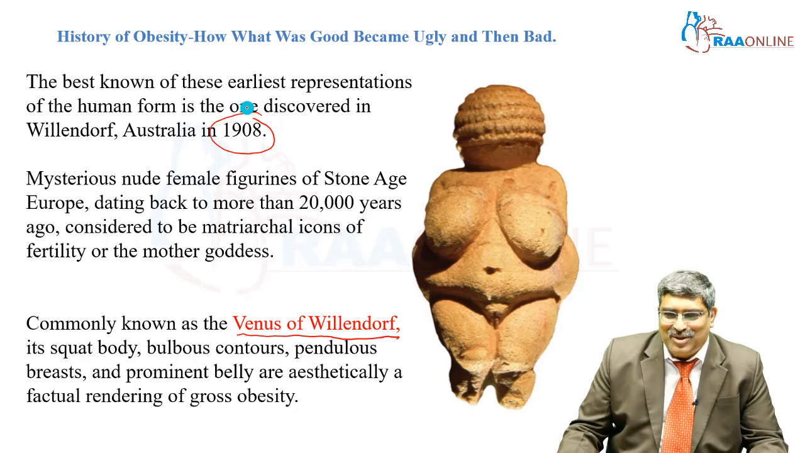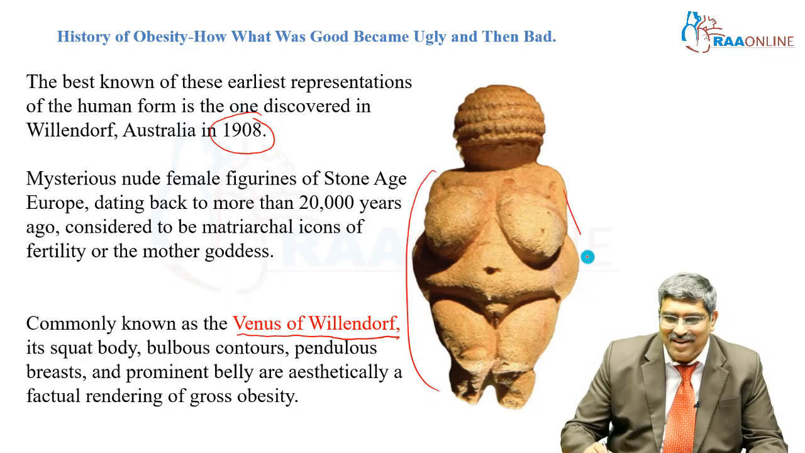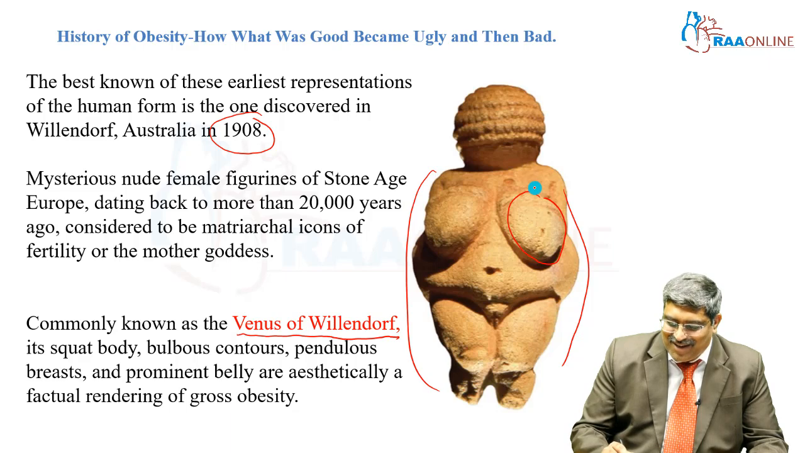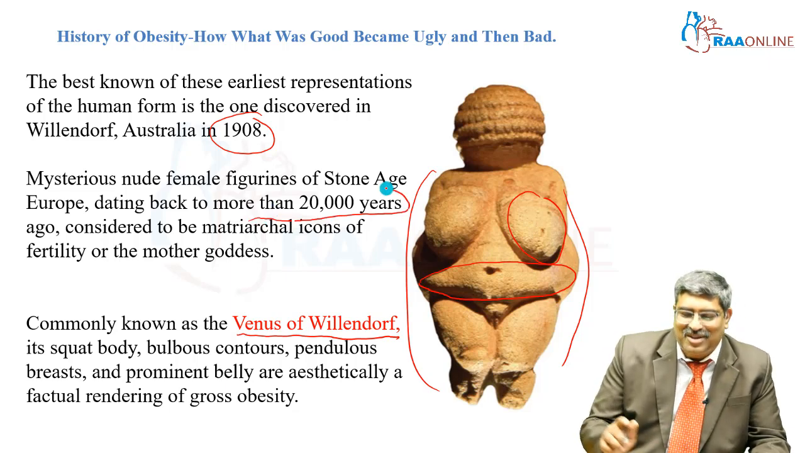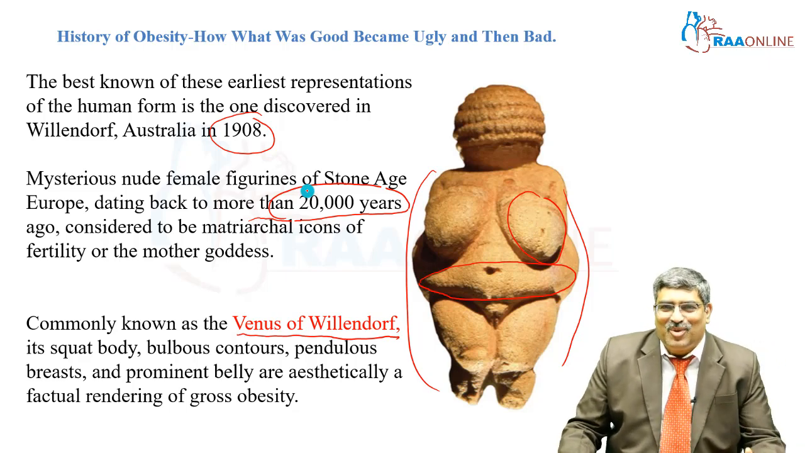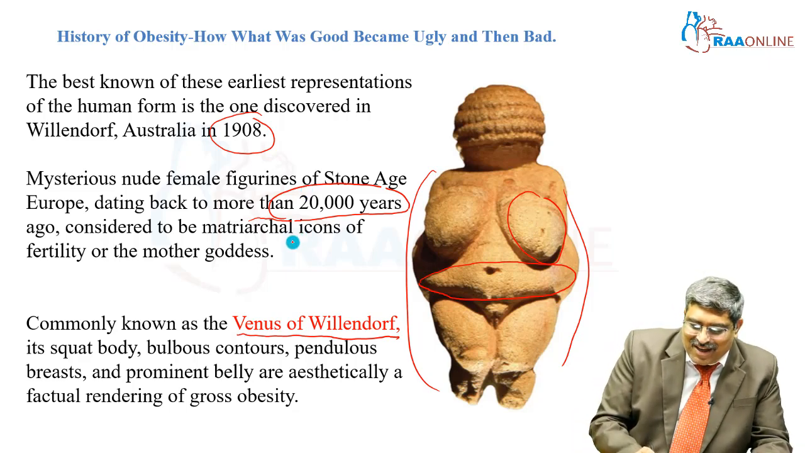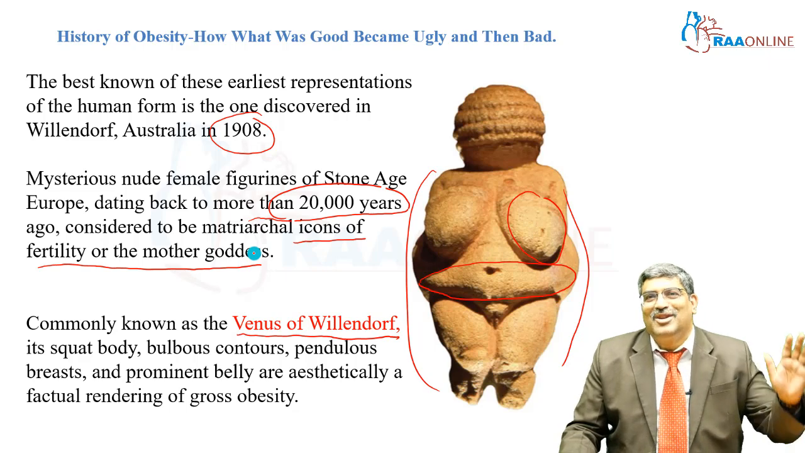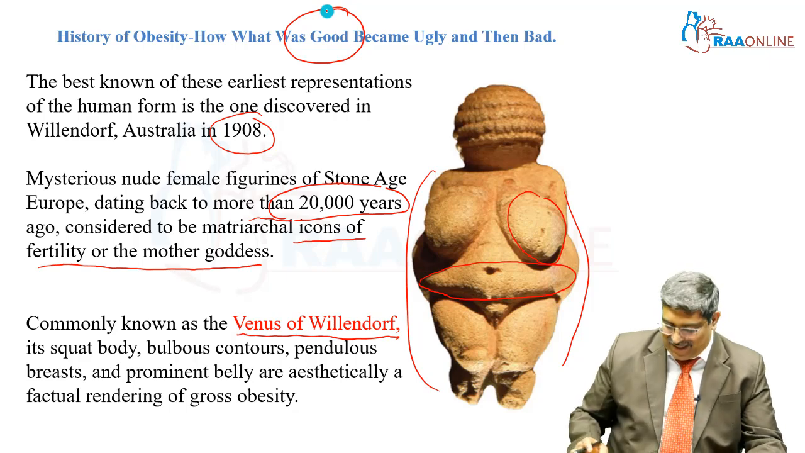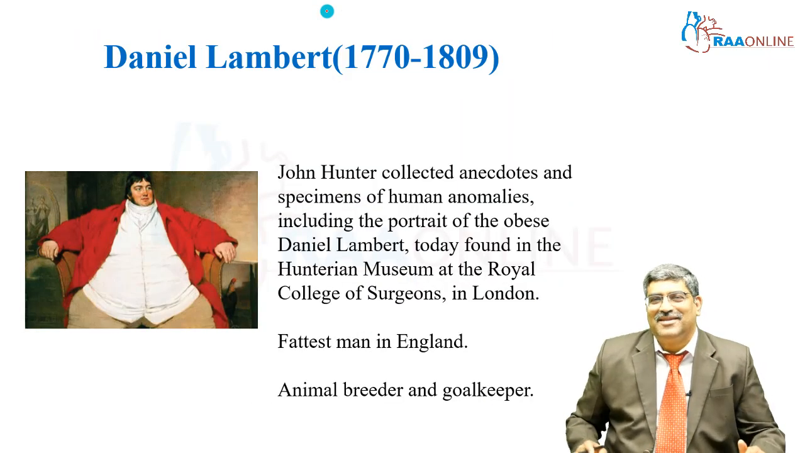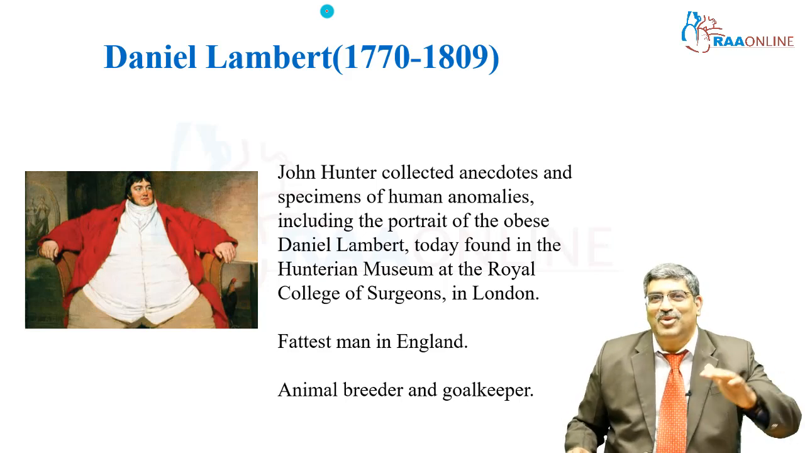If you look at this statue, you can see a squared body, bulbous contour, pendulous breast, and a prominent belly. This statue dates back around 20,000 years. So, this statue was considered to be an icon of fertility or mother goddess. So, obesity in those ages was actually considered to be good. But what has happened now? It has become ugly. From there it has moved to bad.